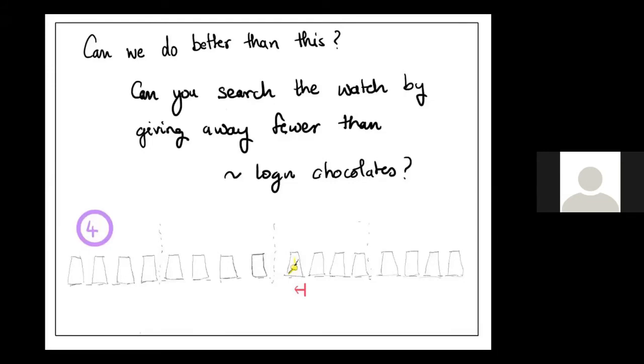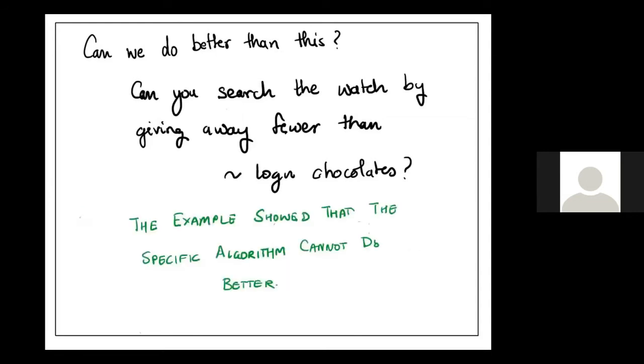So at least for the strategy that we described and discussed, it doesn't look like you can make do with less than 4 chocolates. But when I ask you, can we do better than this? The example showed that the specific algorithm, namely the binary search algorithm, cannot do better than log n. The 16 can be generalized to n, and 4 can be generalized to log n in a similar example. I encourage you all to think about it.